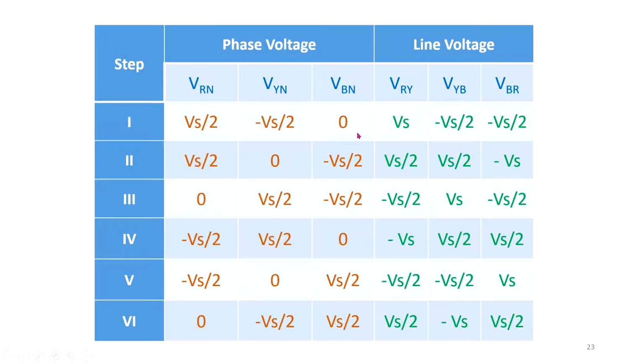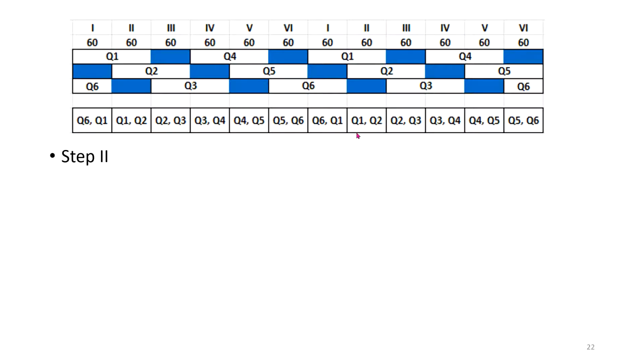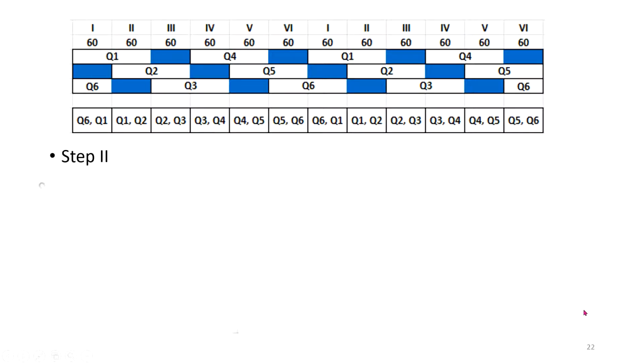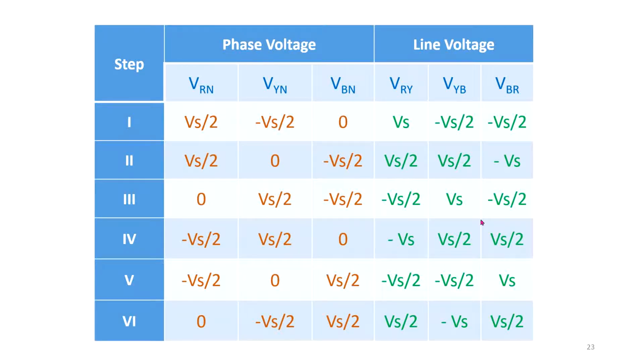So we are taking step 2. Okay, step 1, we have some other scenario. This is our step 1. Ry is Vs, minus Vs by 2, minus Vs by 2. Okay, this one. Vs, minus Vs by 2, minus Vs. Similarly, you need to go through the exercise of all the combinations and compute the line voltage and phase voltage as you have done in your previous case.